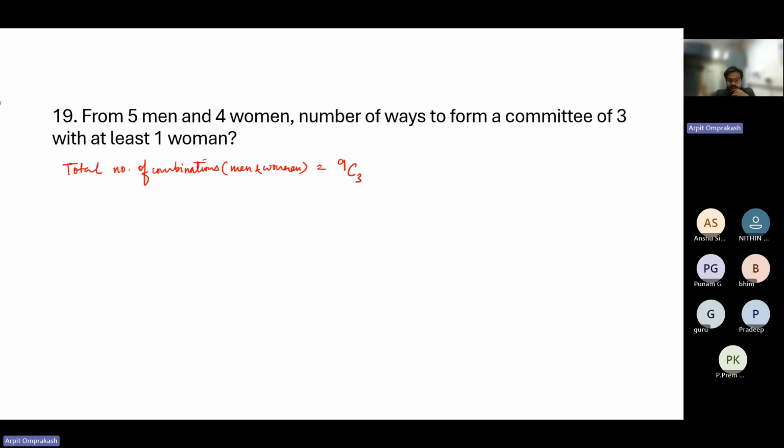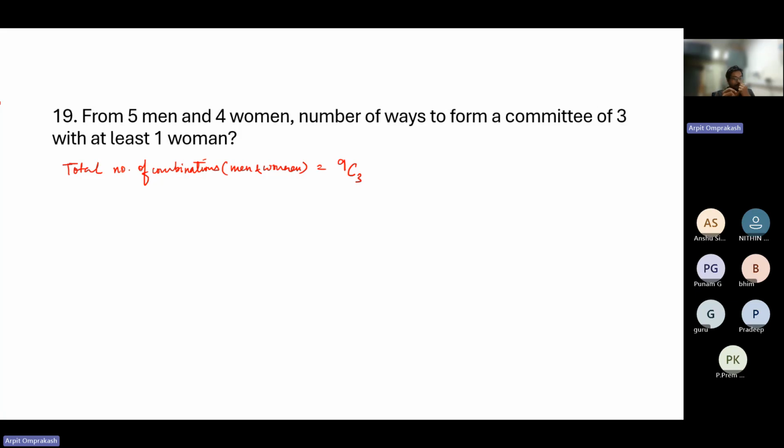So someone says it's 5C2 into 4C1 plus 5C1 into 4C2 plus 4C3, divided by 9C3. Okay, so that's a way to think about it. You are just taking all the cases where there are no women in the committee, 1 woman, 2 women, and 3 women in the committee.